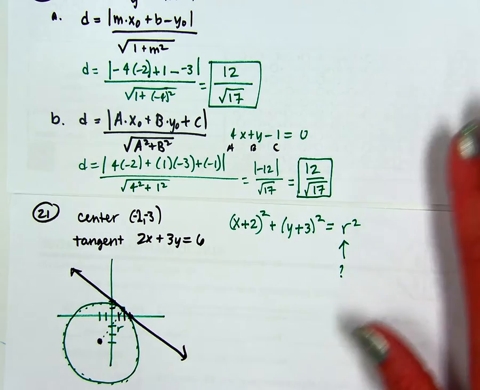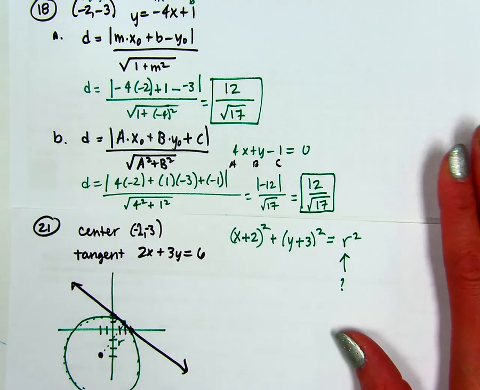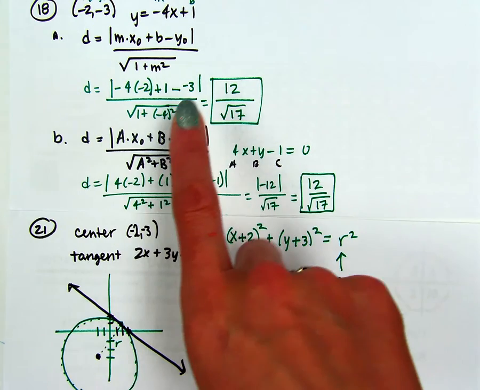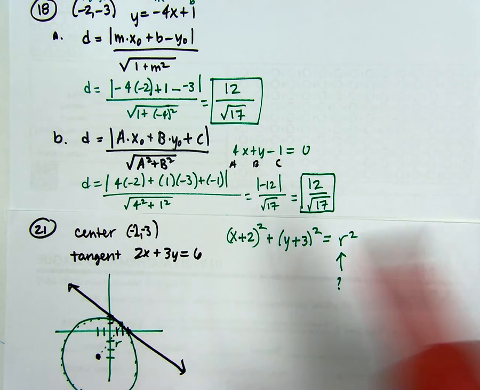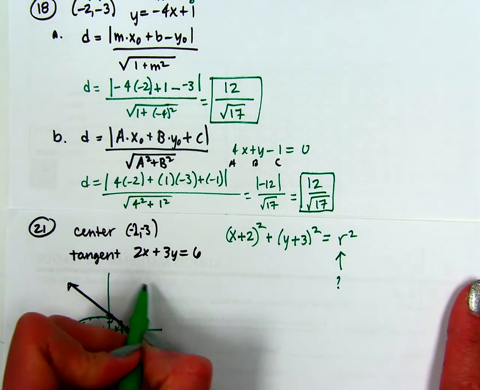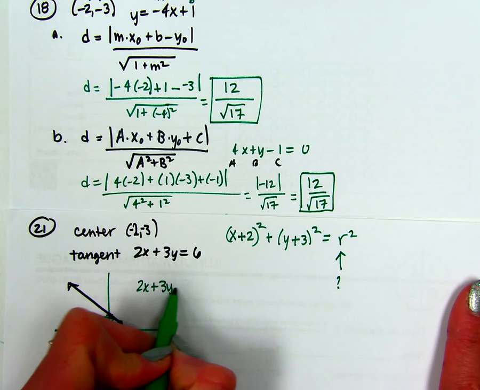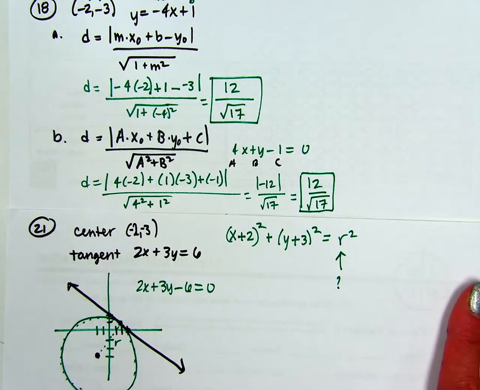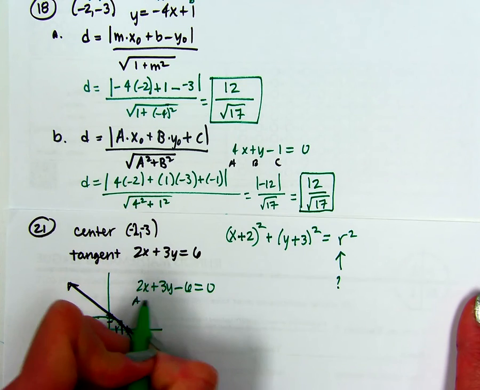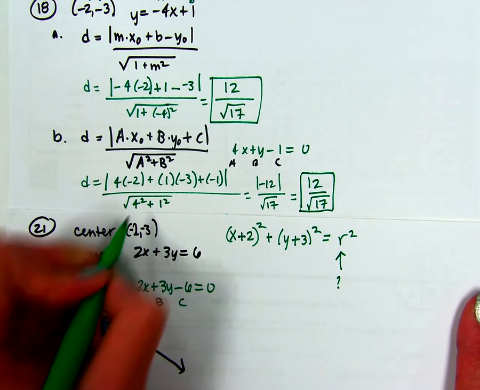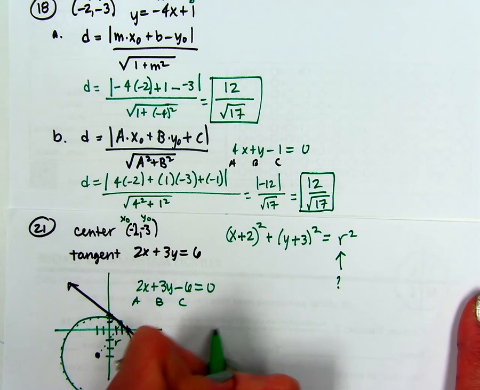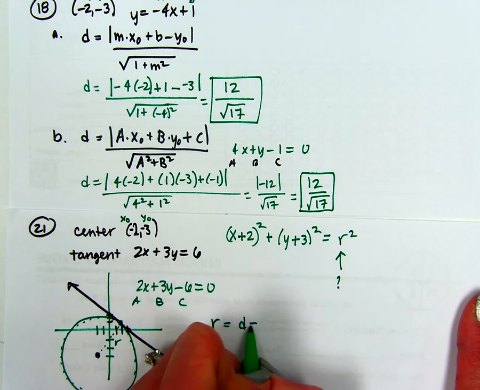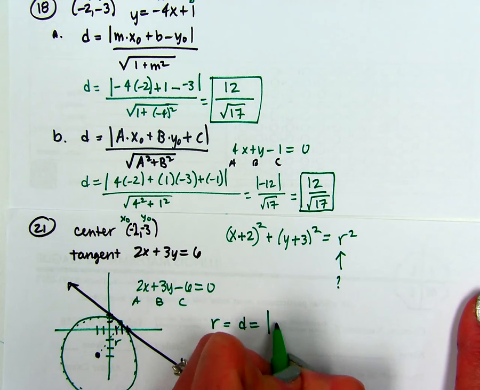So you're using the same exact formula we used in 18. Now, you could either solve for y and do the y equals mx plus b formula, or you could move the 6 over. That's probably easier, right? We'll just use 2x plus 3y minus 6 equals 0, and then I'm going to use the bottom formula. So here's my a, my b, my c, my x sub 0, and my y sub 0. And then all I'm going to do is find my radius, which is also known as my distance, and I'm just going to substitute in the numbers.